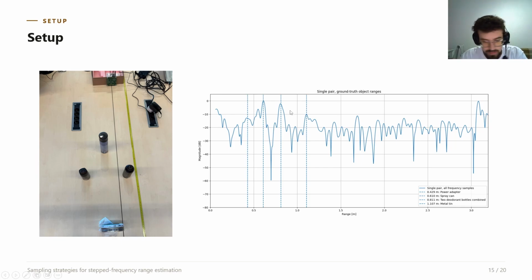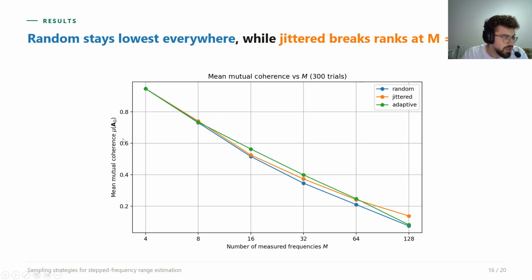Alright, now we're going to the results. What you can see here is the mean mutual coherence versus the amount of measurements, and the mean is taken out of 300 trials. A general trend is that when the amount of measurements increases, the mutual coherence decreases, as expected.